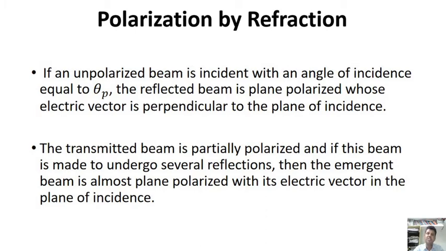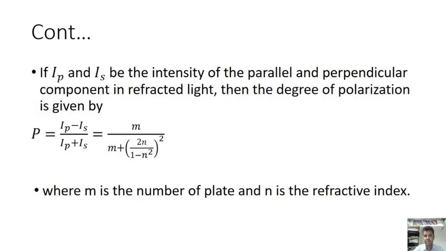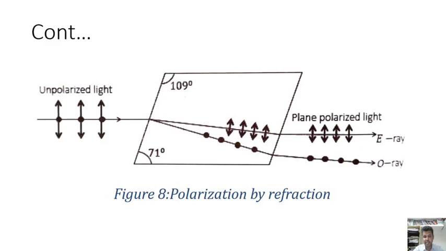If an unpolarized beam is incident with an angle of incidence equal to theta p, the reflected beam is plane polarized whose electric vector is perpendicular to the plane of incidence. Due to the refraction, the transmitted beam is partially polarized, and if this beam is made to undergo several reflections, then the emergent beam is almost plane polarized with the electric vector in the plane of incidence. Here Ip and Is are the parallel and perpendicular components of the reflected light radiation. Here we can observe it.